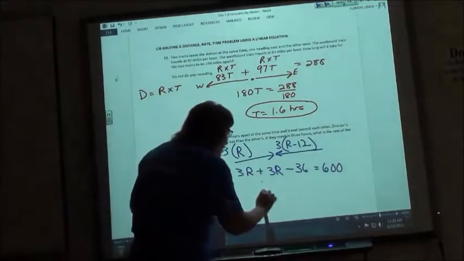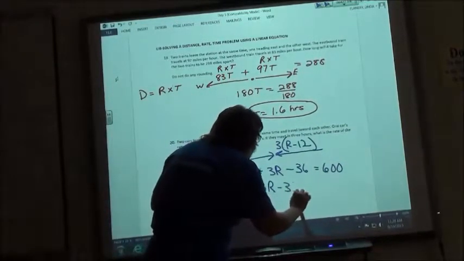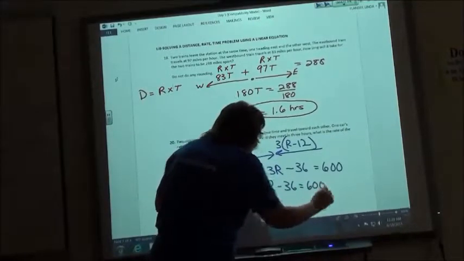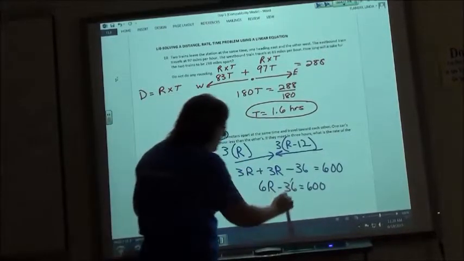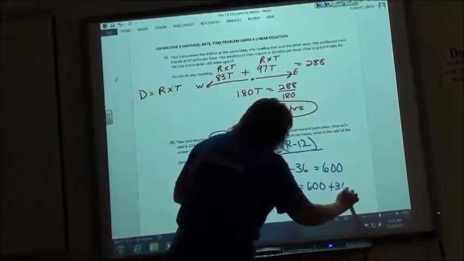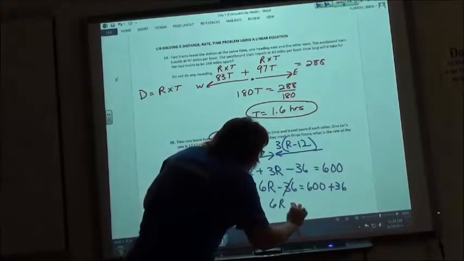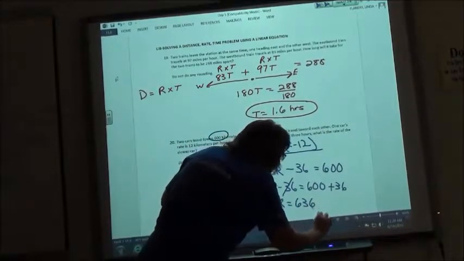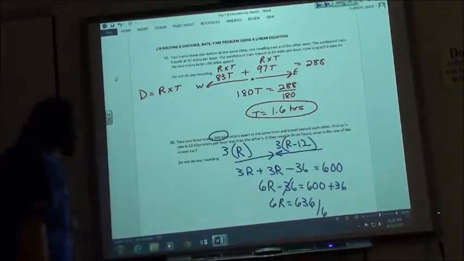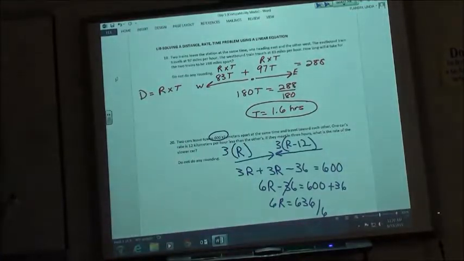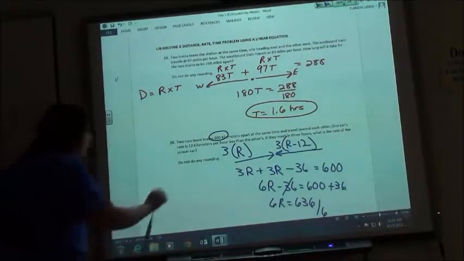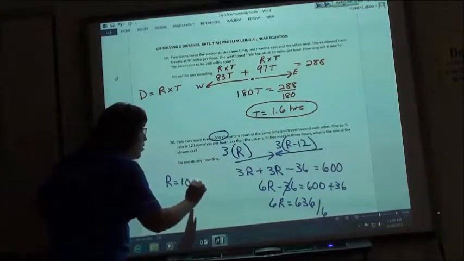3R plus 3R would be 6R minus 36 equals 600. If I'm going to solve that, I have to add my 36. So 6R equals 636. And then, of course, I'm going to divide by 6. So 636 divided by 6 is 106. R equals 106.